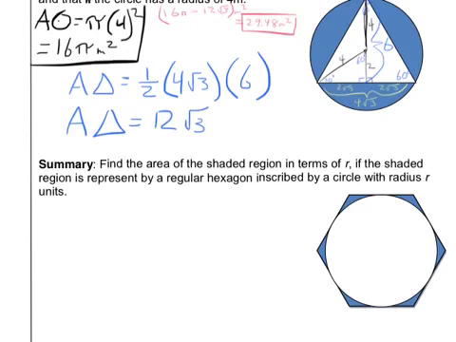So you're going to need to find the perimeter of the hexagon, find the area of the hexagon, subtract the area of the circle, and leave it all in terms of r. So just using variables, but it's something you guys are capable of doing.